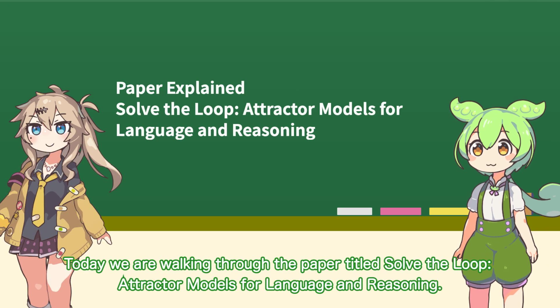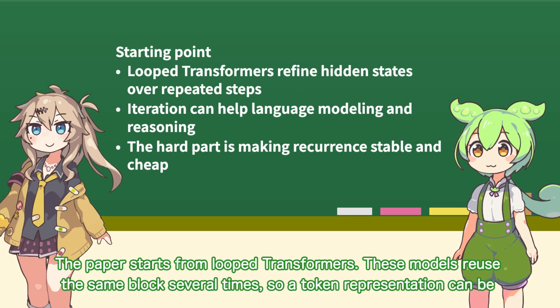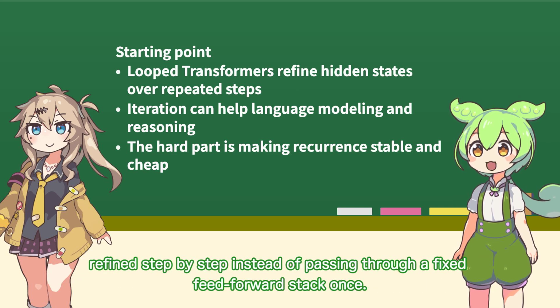Today we are walking through the paper titled Solve the Loop: Attractor Models for Language and Reasoning. What problem are they trying to solve first, before we get into the model? The paper starts from loop transformers. These models reuse the same block several times, so a token representation can be refined step by step instead of passing through a fixed feed-forward stack once.